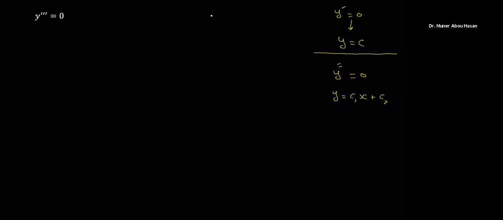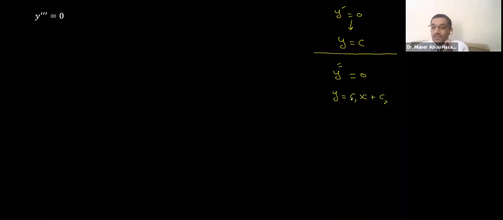Why do I call it a family of solutions? Because it contains C1 and C2 as constants. You can choose them to be 1 and 5, -3 and 11. You are free. So, a family of solutions.